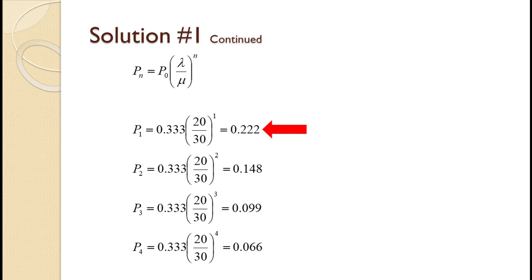Using the idle probability of 0.333 and multiplying by 20 divided by 30 to the first power gives us a 22% chance of one customer being in the system. In this case, they would be receiving service. Changing the 1 to a 2 gives us an almost 15% chance of 2 customers being in the system. That would be one in line and the other receiving service. Changing the 2 to a 3 gives us an almost 10% chance of 3 customers in the system. Changing the 3 to a 4 gives us a 6.6% chance of 4 customers in the system. As you might have noticed, as the number of customers rises, the probability decreases.